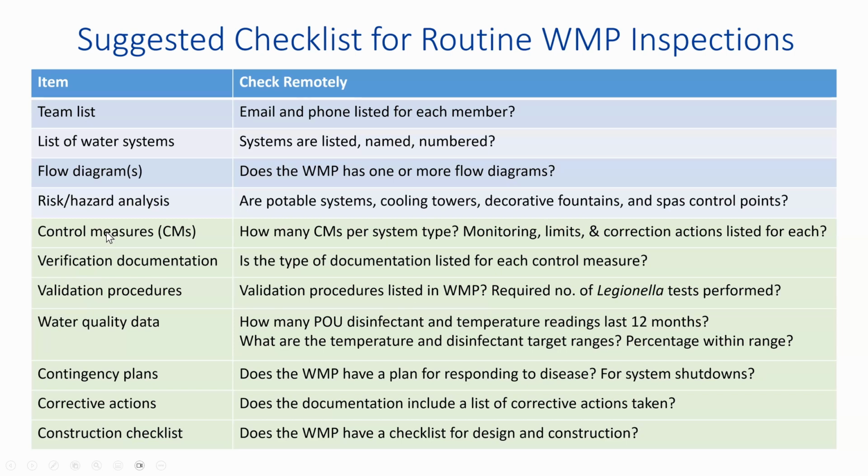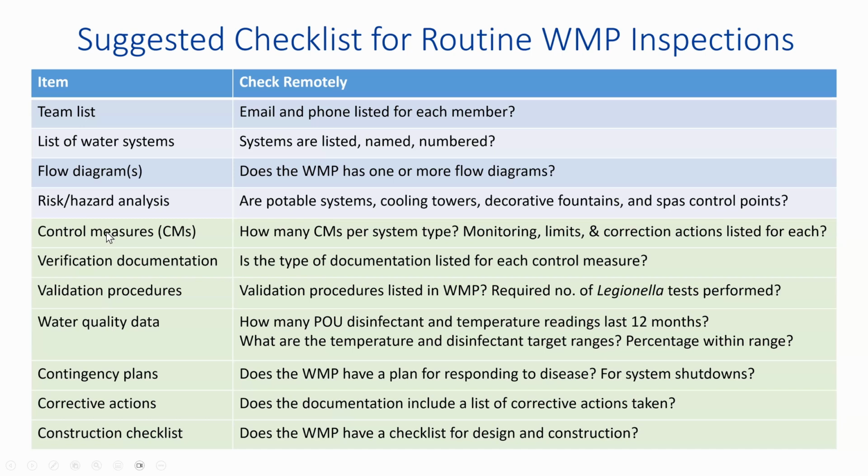And then the more important things to check are the control measures. And that's not easy because that takes some knowledge, but you could at least just check how many control measures are in the plan for each system type. How many control measures for potable water systems, for cooling towers?